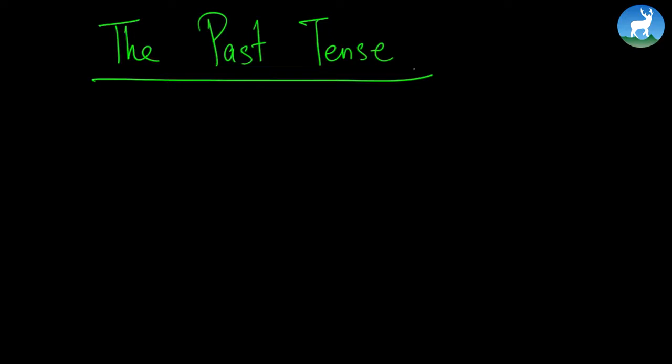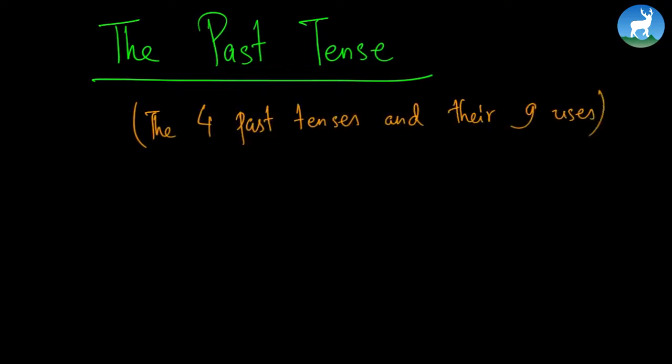In today's class, we are going to solve the grammar portion of Unit 9, that is the past tense. So, let's begin. In this class, we shall learn about the past tense and their 9 uses. We shall, in fact, study the 4 past tenses and their 9 uses. So, that would be our study topic: 4 past tenses and 9 uses, correct?